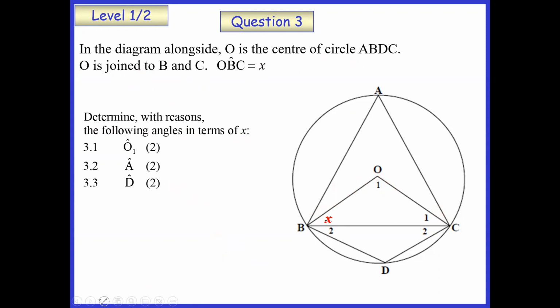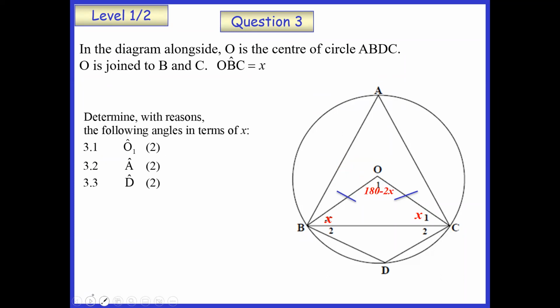We have radii coming out from there. Which means, triangle OCO. Well done. So remember, we're trying to find O1, but before I find O1, let me find C1 because I can work with an isosceles triangle. So we can say C1 is X, angles opposite equal sides. And from there, I can come out with 180 minus 2X, sum of angles of a triangle.